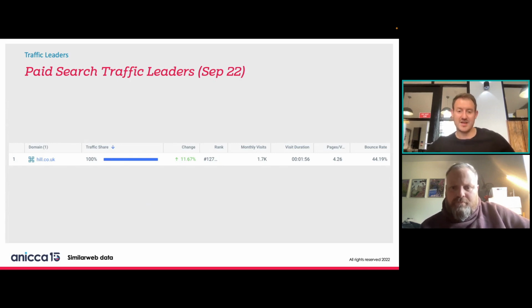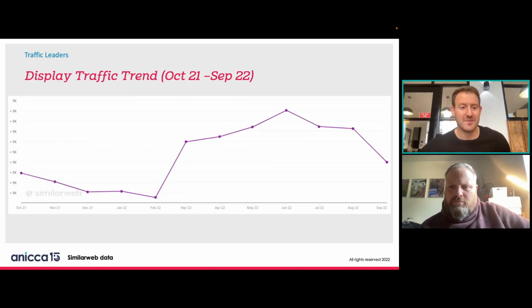But from a marketer's standpoint, from a strategist's point of view, that's slightly concerning. There is huge potential in the paid advertising market, both from a paid search point of view and also from a display advertising point of view, as you'll see in a moment. How can we look to utilize this channel better? And in the first instance, can we use the information about hill.co.uk's strategy to reflect something for our own strategy? And finally, as I already mentioned, we've got that display traffic trend.